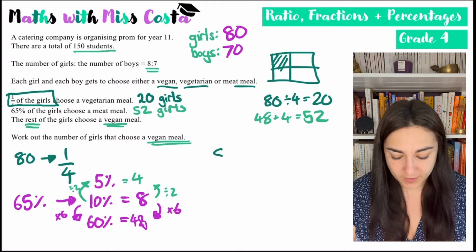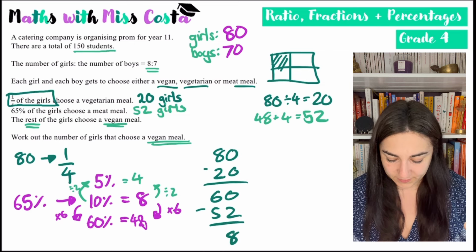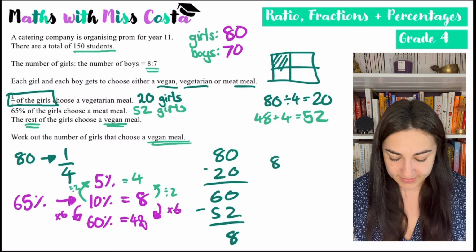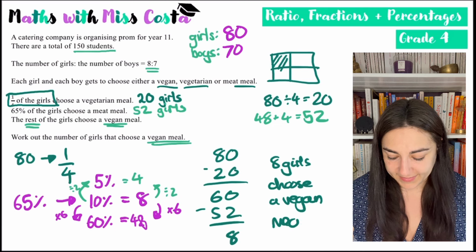So we know that there are 80 girls in total, so 80 take 20 is 60. 60 take 52 leaves me with 8. So therefore 8 girls choose a vegan meal. And that's how we do that.